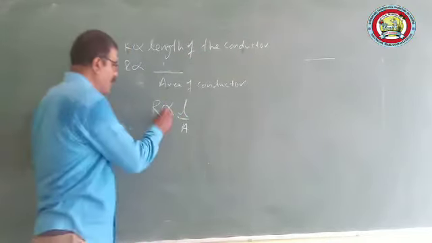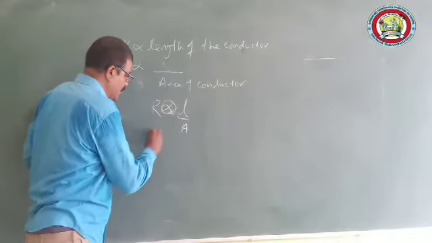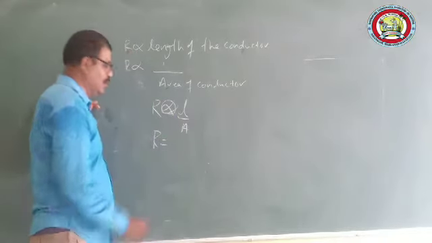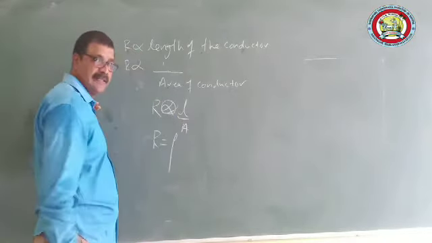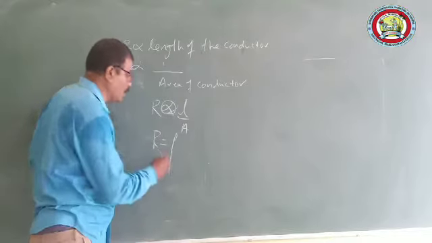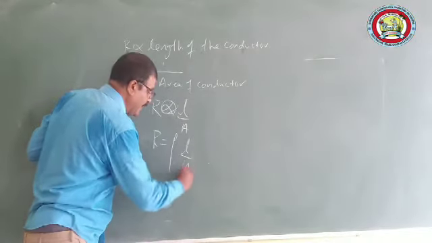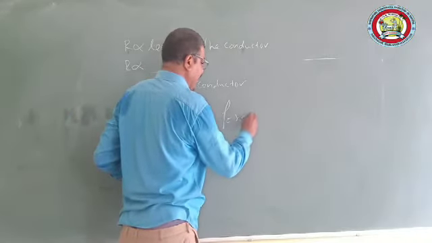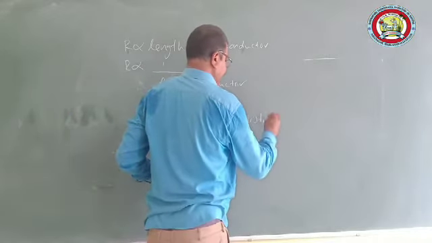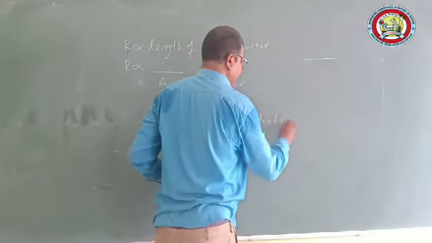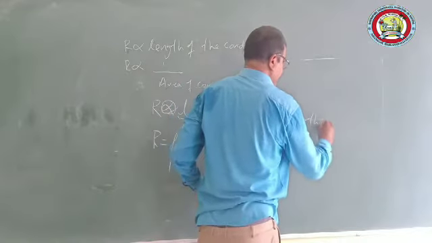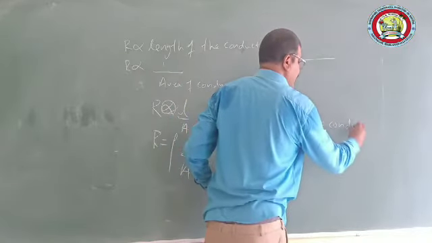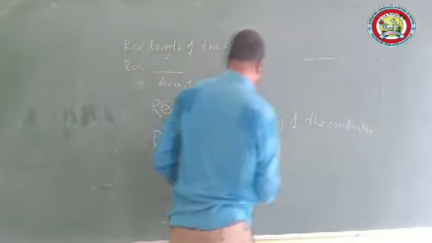Once again, I remove this proportionality sign and introduce an equal to. So you get a proportionality constant, called rho, into L by A. What is rho here? Rho is called the resistivity of the conductor, or it is also called specific resistance.